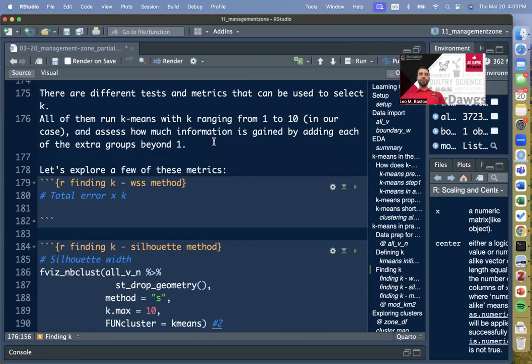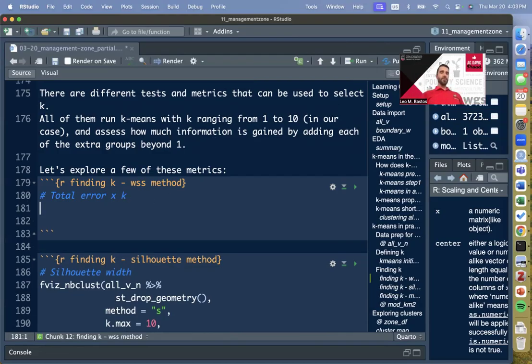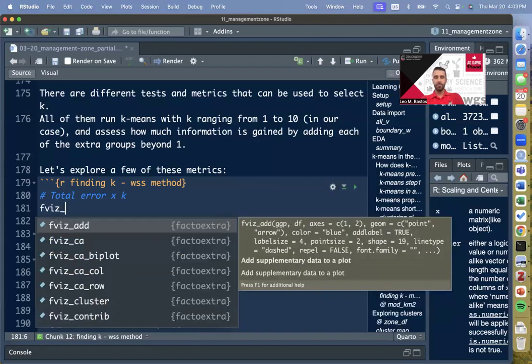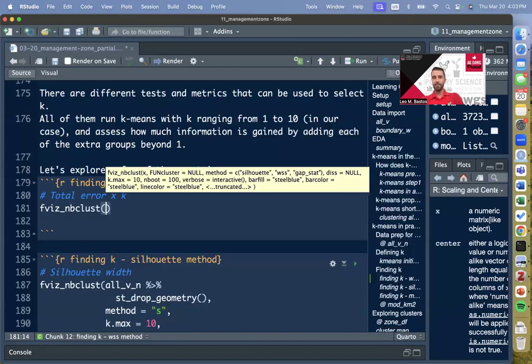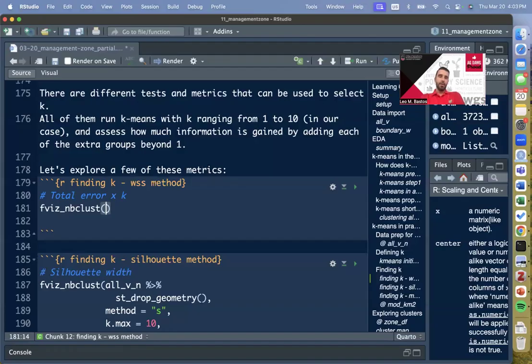So let's do that using one of the metrics here, which is the within sum of the squares method. We're going to use a function from the factoextra package. The function name is fviz_nbclust. You can read the documentation of this function if you wish. There is a whole vignette of this package that's really great for clustering. So I refer you to that.